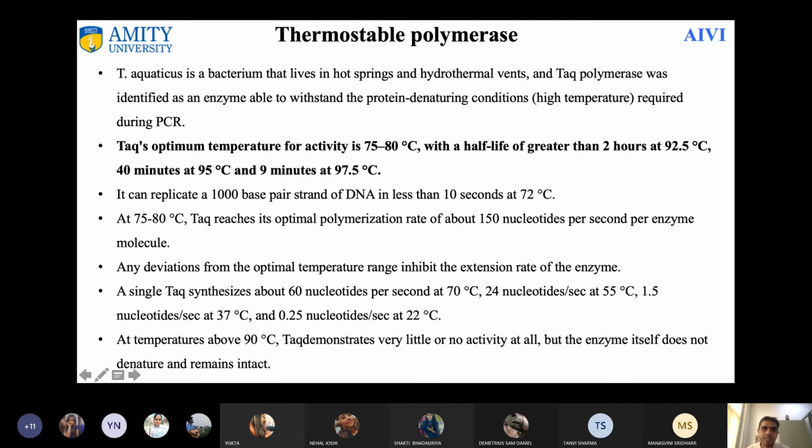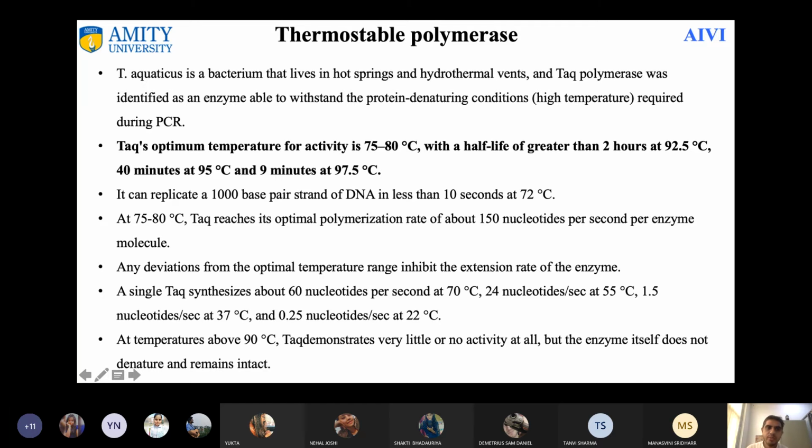Then talking about the replication time, its speed is also very high. It can replicate 1000 base pairs in less than 10 seconds. So per second it is adding 100 bases. In this way you can calculate: if you want to add 1000 base pairs, just give 10 seconds and it will amplify your whole DNA strand. If you want to go for 2000, then you need to give 20 seconds.